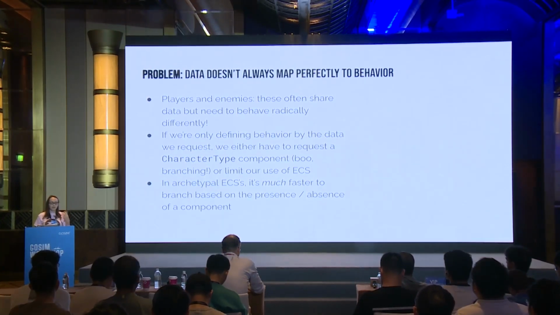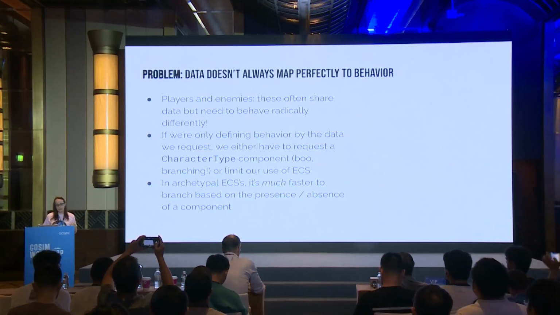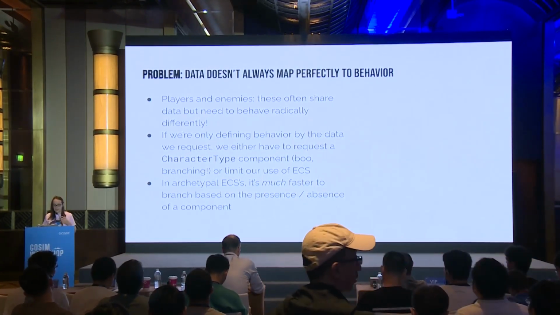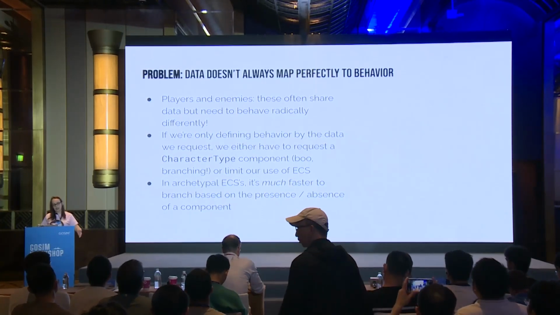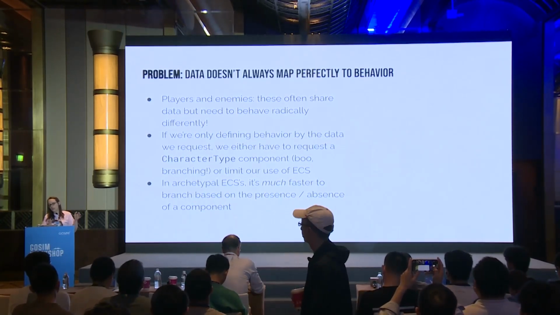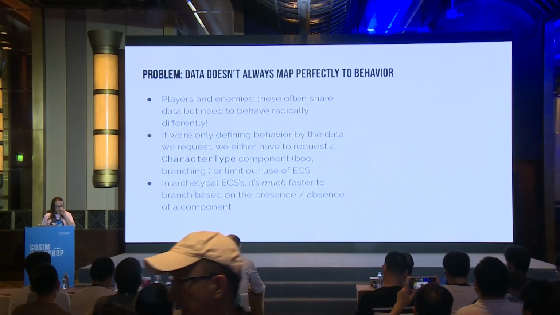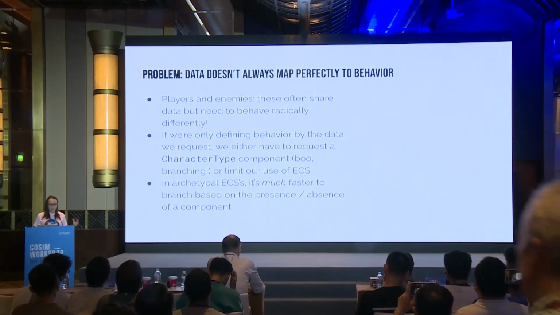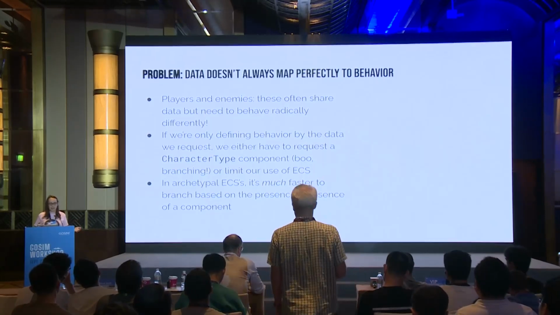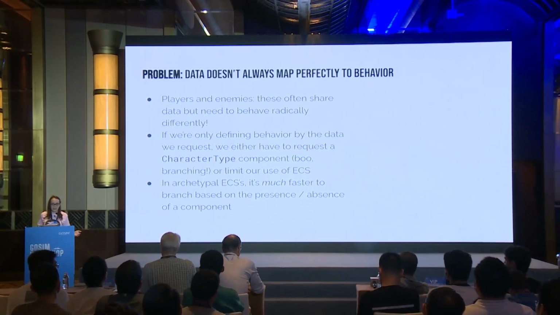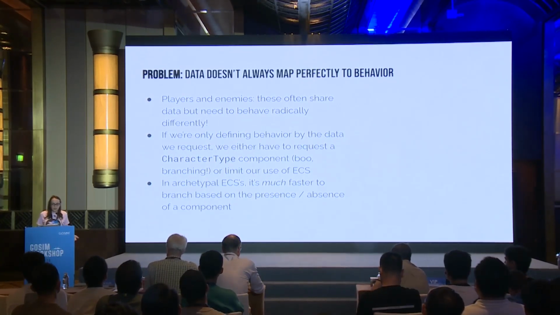So suppose we have an ECS and we're using it to define behaviors. The classic example is you have everything with a transform and everything with a velocity, and then you make it move. But the data that you have and the data that you actually need doesn't always match perfectly to the behavior that you want. A player entity may be shaped very similarly to an enemy entity. They may have exactly the same actually useful data, but you don't want your players to behave exactly the same way as your enemies.